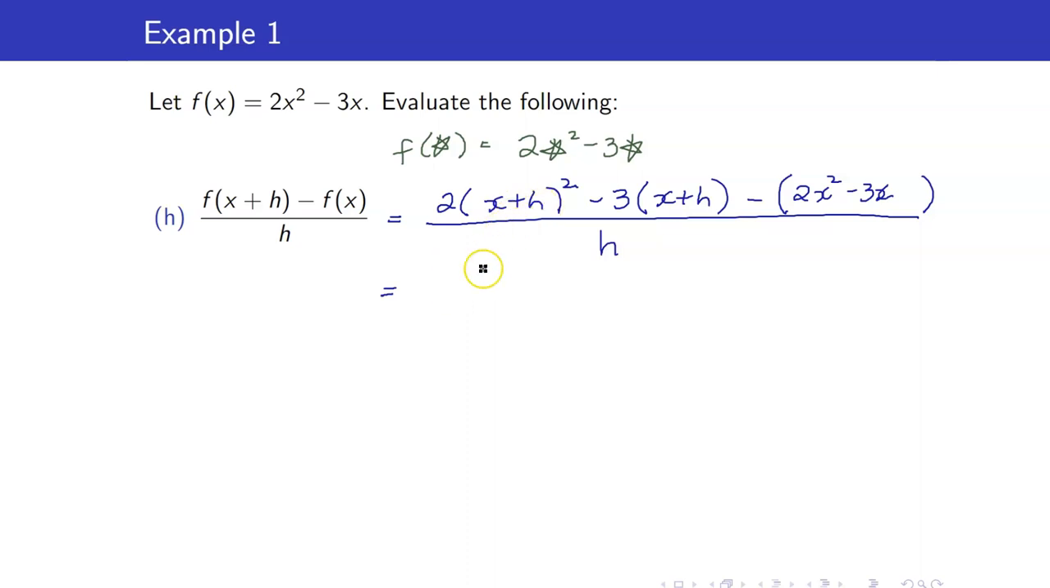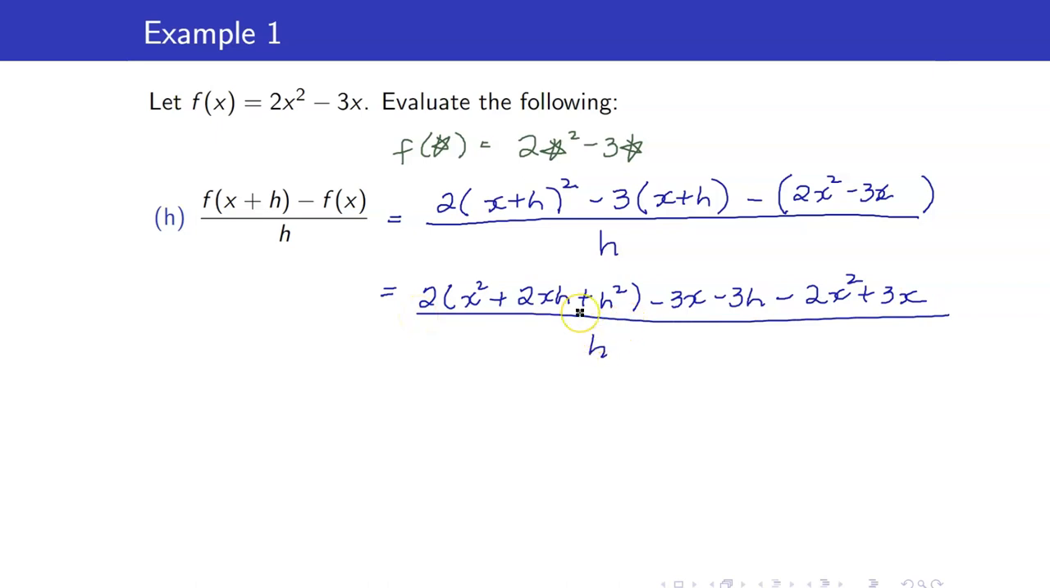We expand first, x plus h, so that's x squared plus twice the product of x and h plus h squared. Distribute 3, so that's minus 3x minus 3h. And let's get rid of the parenthesis here. Minus 2x squared plus 3x all over h. Let's distribute the 2 here. We have 2x squared plus 4xh plus 2h squared. And let me just copy this.